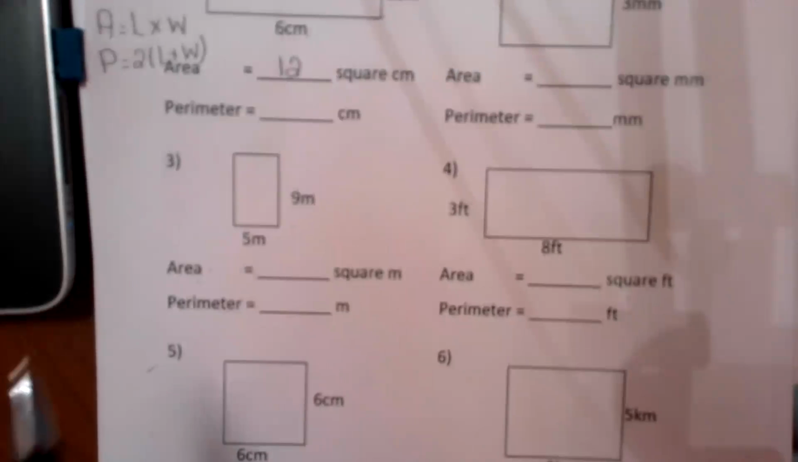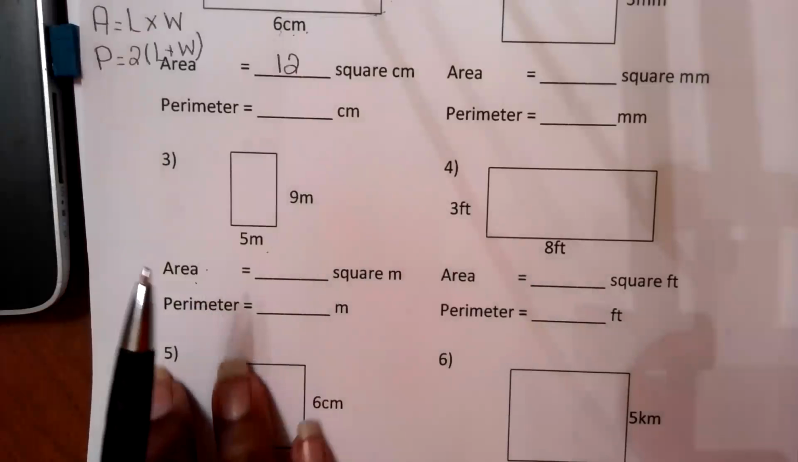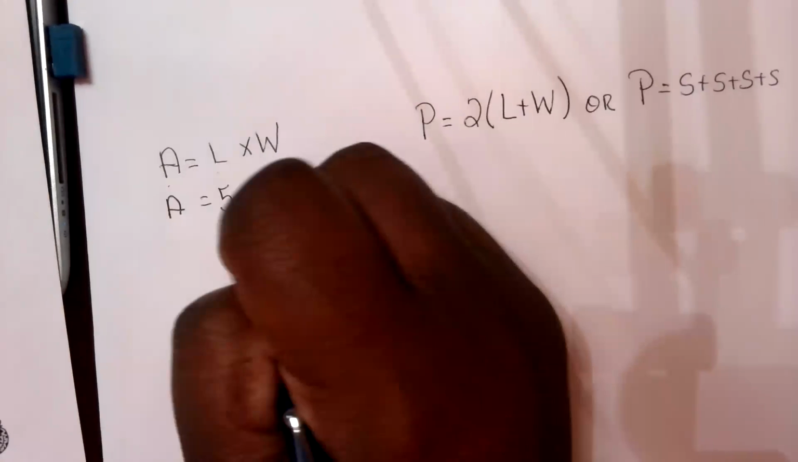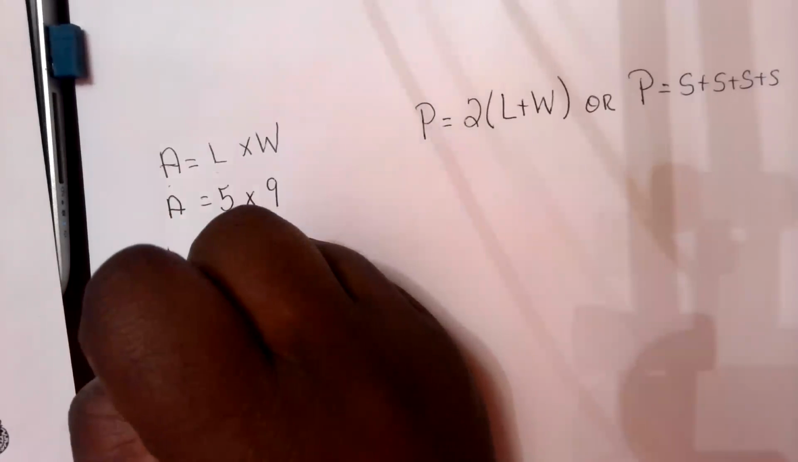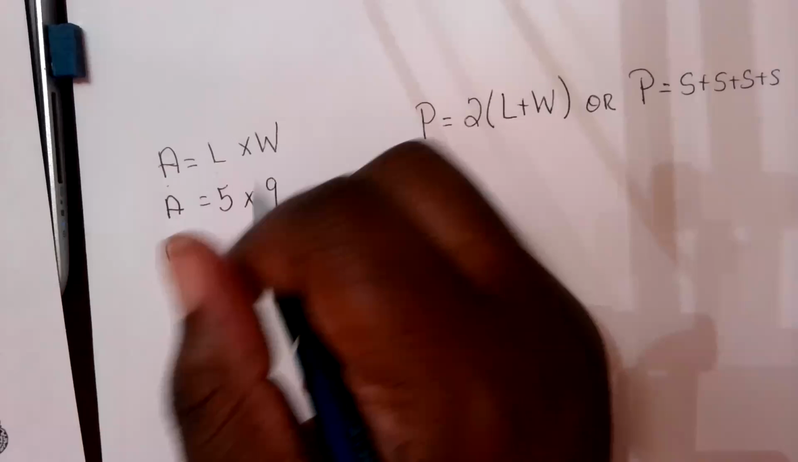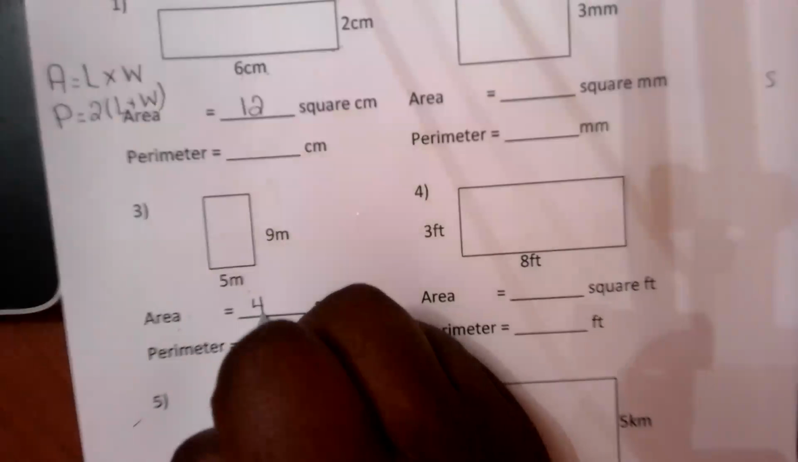But it does give me my length, which is 5 meters, and it does give me my width, which is 9. So I'm going to put those in place of these variables. So my length is 5 times my width, which is 9. And so my area equals 5 times 9, which is 45. So I'm going to go ahead and put 45 as my area.